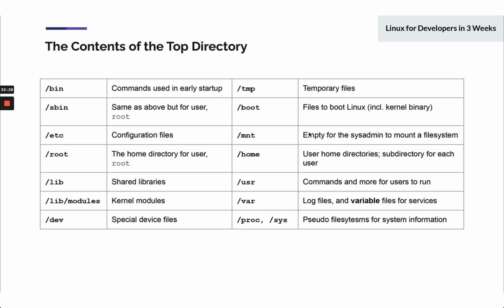/usr is short for user, for users to run. These are commands or programs for people logged into the computer to run. Underneath usr, they'll have bin directory and maybe sbin directories on there. And they're not really needed for early startup, but they're useful when you're just on the system and using it.